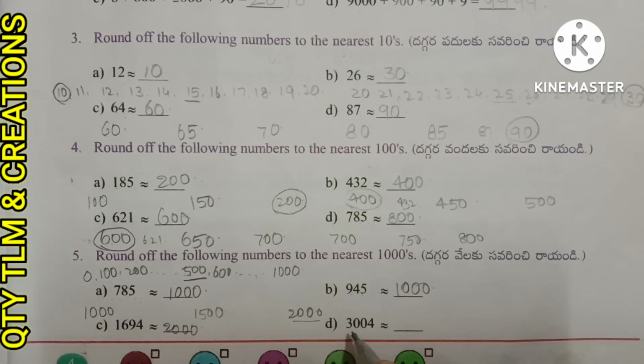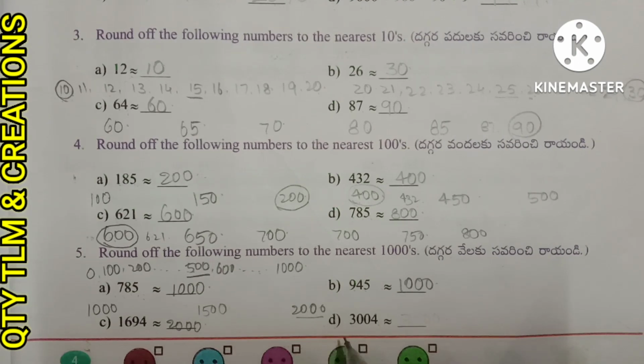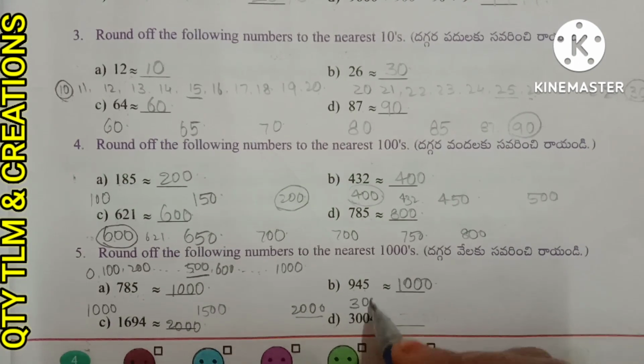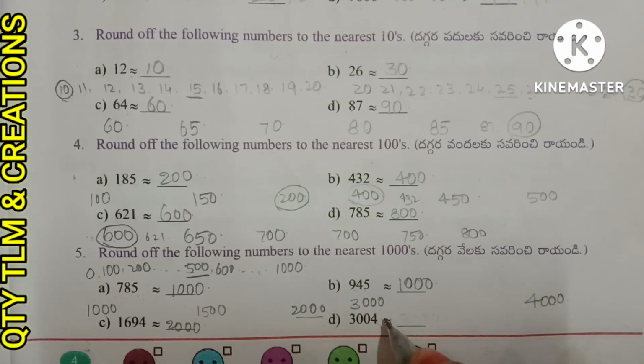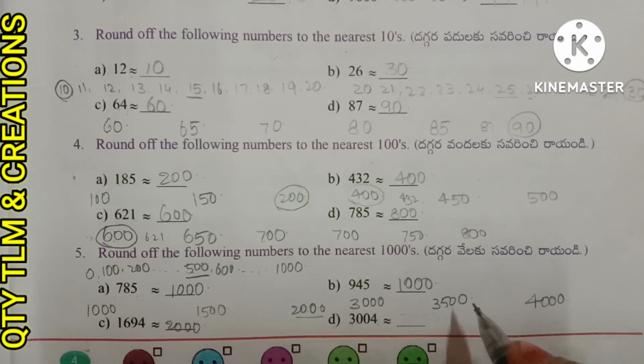Next D, 3004. Here we have to remember that 3004 is between 3000 and 4000. So identify the mid number. It is 3500. So 3004 is before 3500, so it is nearer to 3000. If 3004 is rounded off to the nearest 1000, it becomes 3000.